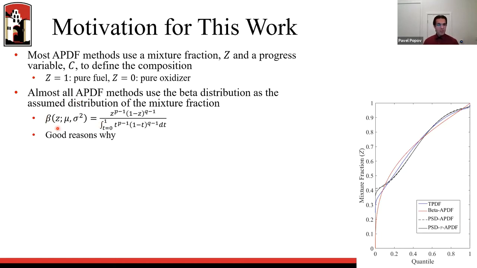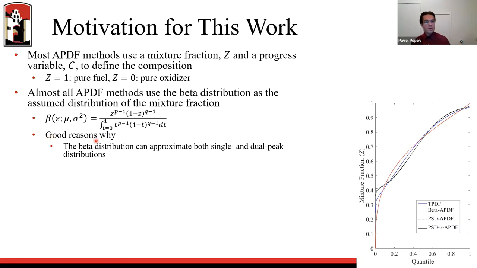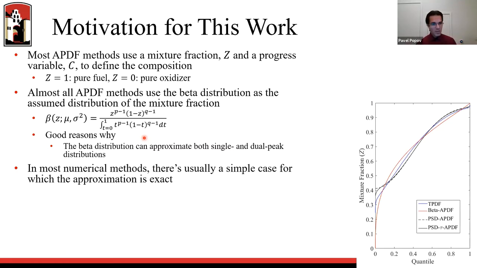And there are good reasons why almost all assumed PDF methods use the beta distribution. Those reasons are that the beta distribution has enough flexibility to approximate both single peak and dual peak distributions in the mixture fraction. And both of those are important in combustion, because you would see a dual peak distribution where you have fuel and oxidizer, which are brought in close proximity by the turbulent flow, but they haven't yet been mixed by molecular diffusion. And conversely, you would see a single peak distribution where you have fuel and oxidizer, and the molecular diffusion has been acting on them for a while, so they have completely mixed.